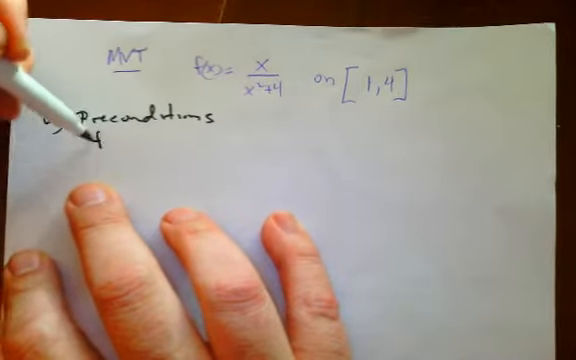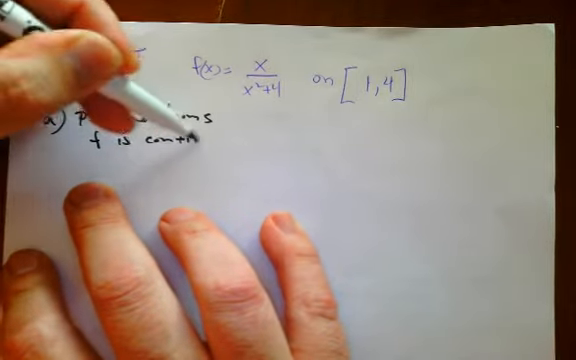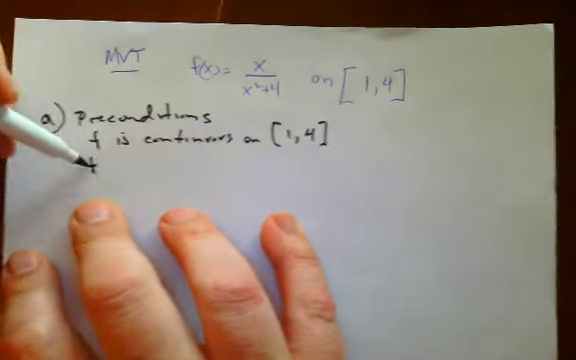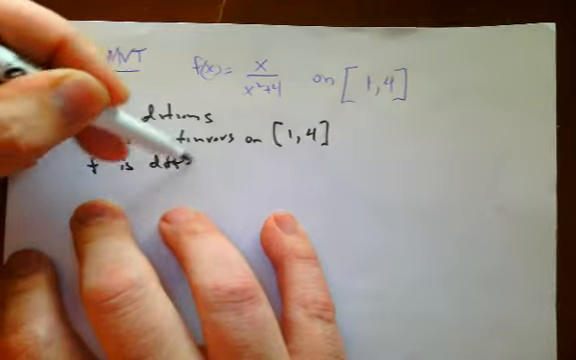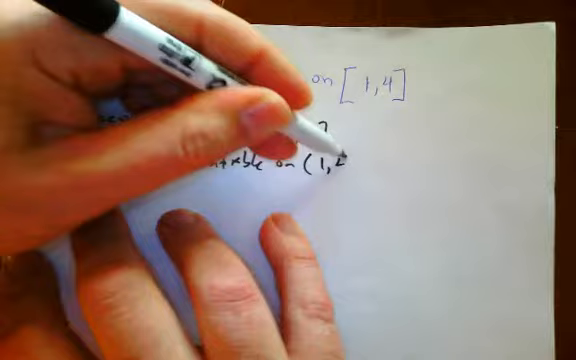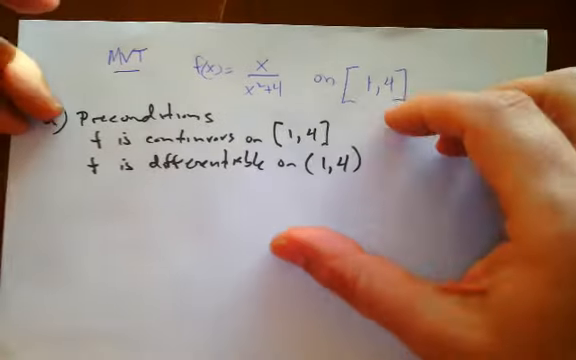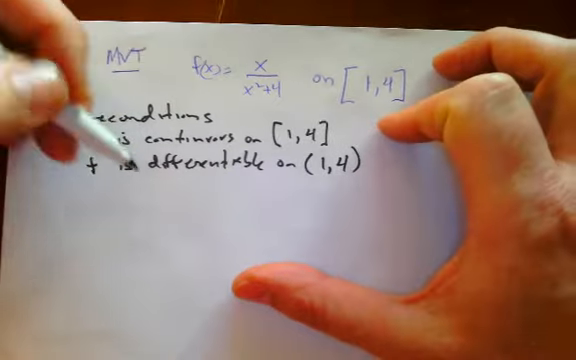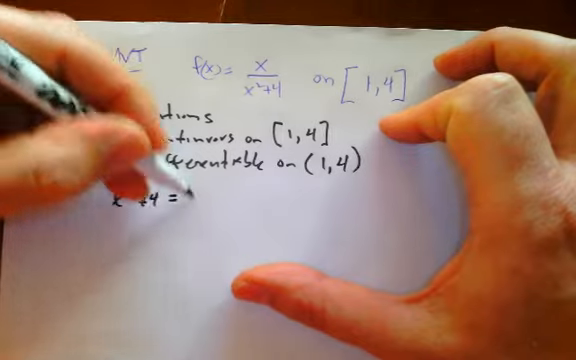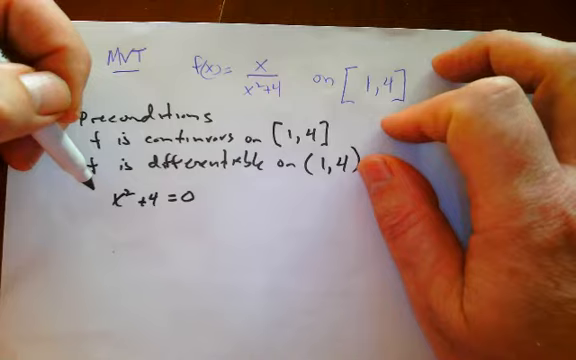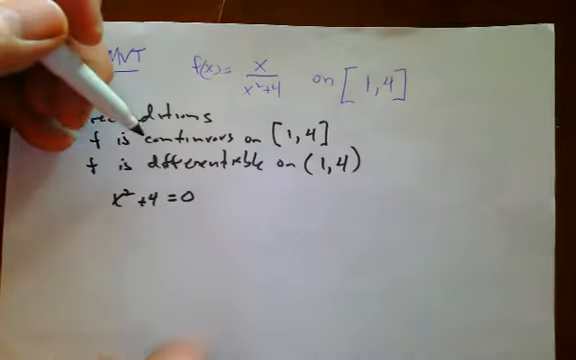Okay, that's that problem. And I'm on to the last problem now. And this last problem is a mean value theorem problem. And we want to consider two things. First, do we meet the preconditions? We should always think about the preconditions. Remember, preconditions say f is continuous on the closed interval and f is differentiable on the open interval. So we have to consider both of those things.